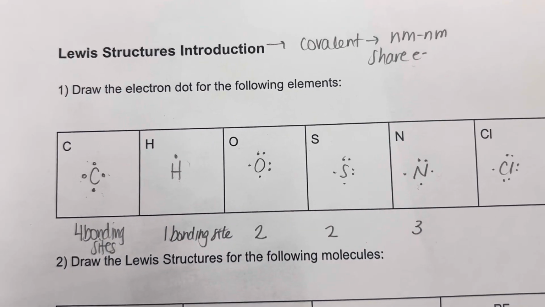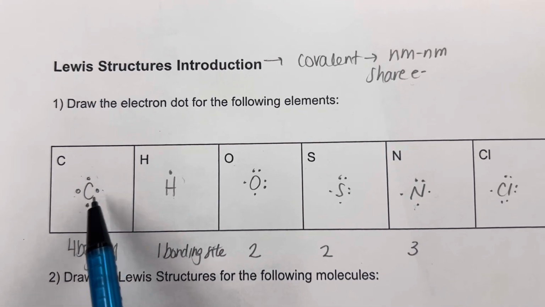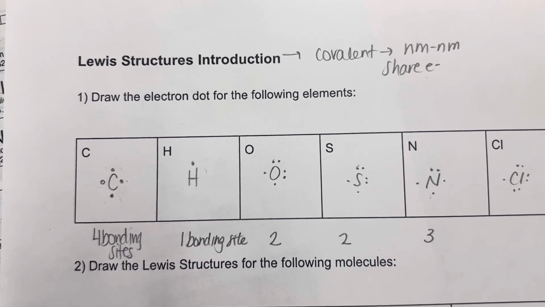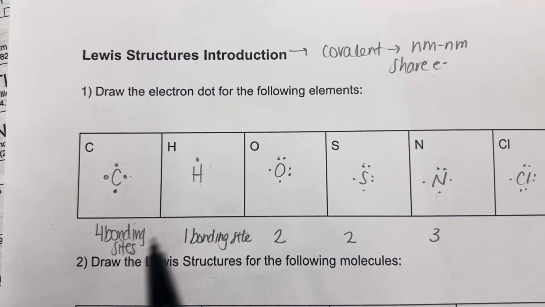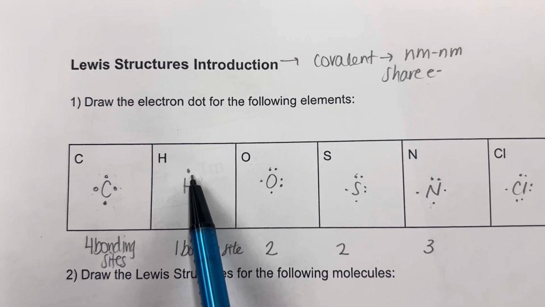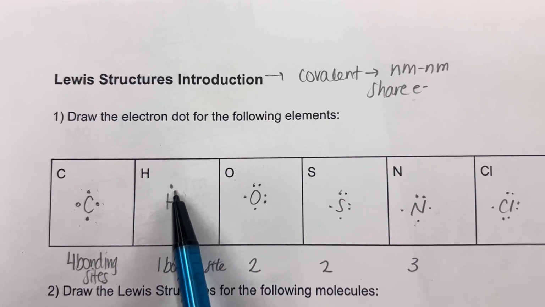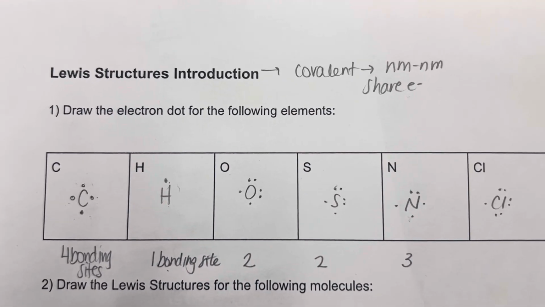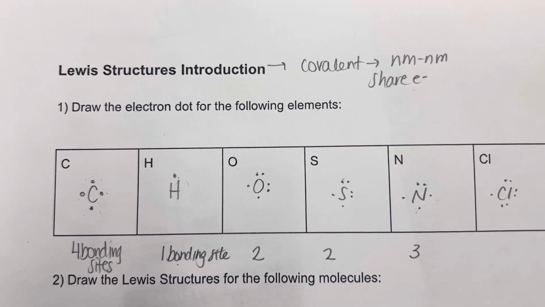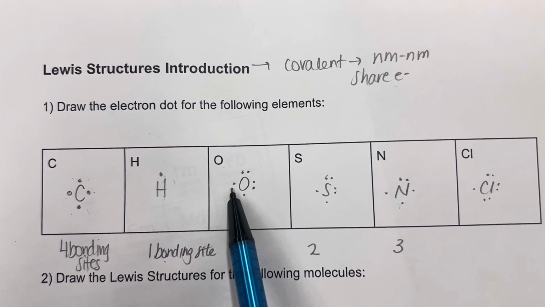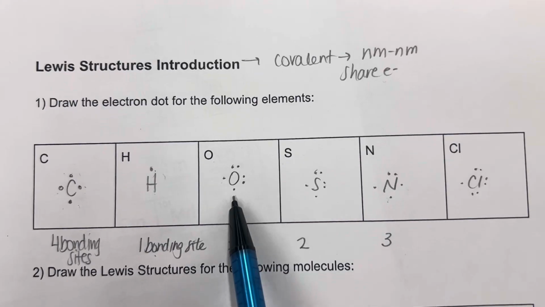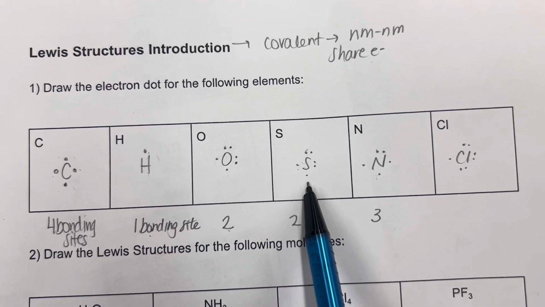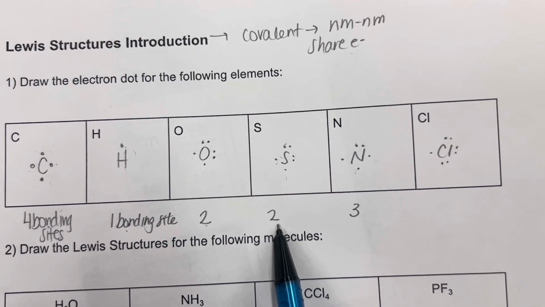Carbon is the best one for bonding because we see that we have 4 unpaired electrons, which means we have 4 bonding sites or 4 places to put new atoms. Hydrogen only has 1 electron, which means it has 1 bonding site. Hydrogen can only have a maximum of 2 electrons because it's in the first energy level. Oxygen has an unpaired electron here and an unpaired electron there, so it has 2 bonding sites. Sulfur has 1 unpaired, 1 unpaired, for a total of 2.